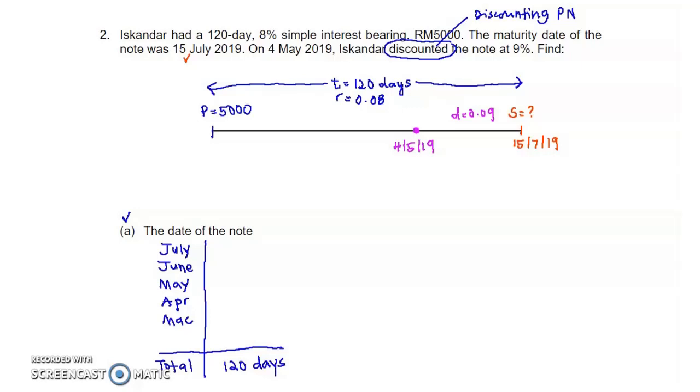Okay, July, maturity date here, 15 July. So we have 15 days in July. June 30, okay, so use banker's rule, which is you need to use exact time. May 31, April is 30, March is 31. Okay, try calculate this one up to March. How many days?